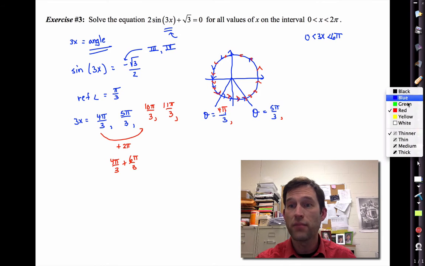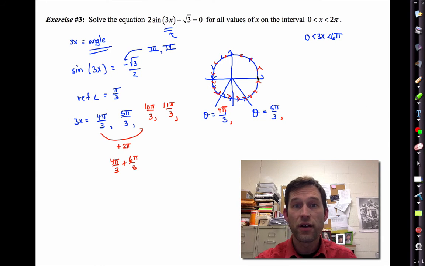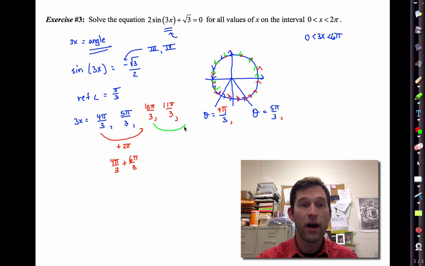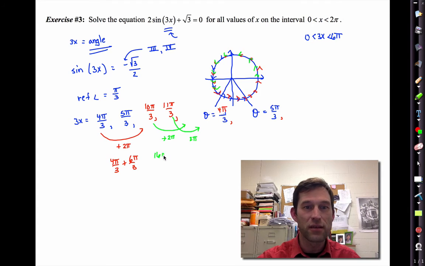Let's go one more time, maybe another color. Obviously, as I go around again, I hit it one more time, right? And this time I'll add another 2 pi and another 2 pi. You'd think I could get all this on the same line, but I just can't, right? So the next one would be 16 pi over 3, and then 17 pi over 3. Whew. Now, watch out, because we're not quite done yet.